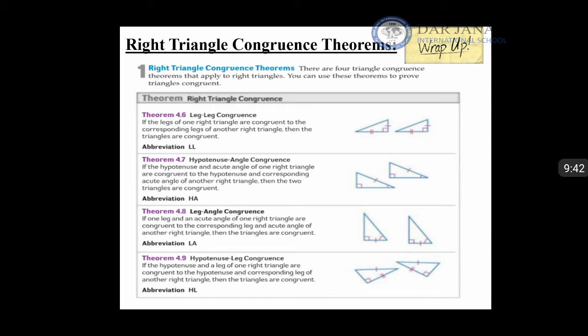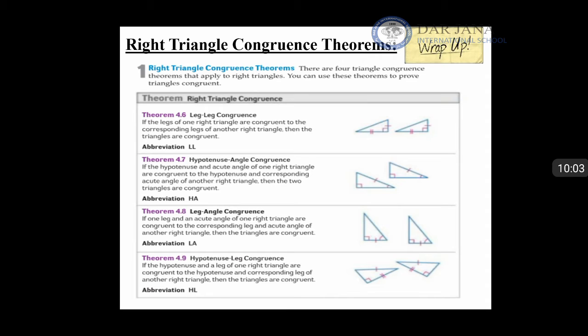So those are the theorems we're going to use in order to prove that two right triangles are congruent, and here's the wrap up. In order to prove that two right triangles are congruent, we have four different theorems. Those are the only theorems. Whenever we see two right triangles and we are asked to prove them congruent, we can use one of those four theorems.